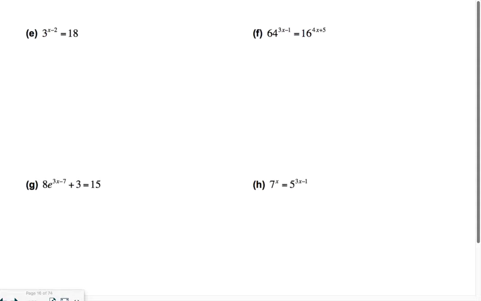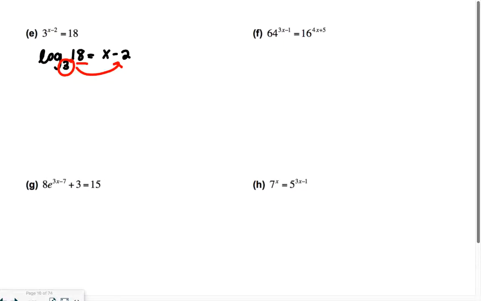Okay, we need to be able to drop the x down. Logarithms drop x's. So what we're going to do is rewrite it in the other form. So this is exponential form. We can rewrite in logarithmic. So you could write log base 3 of 18 equals x minus 2. Does that make sense how I did that? Just writing in the other form. Do you guys see how it works? 3 to the x minus 2 equals 18.